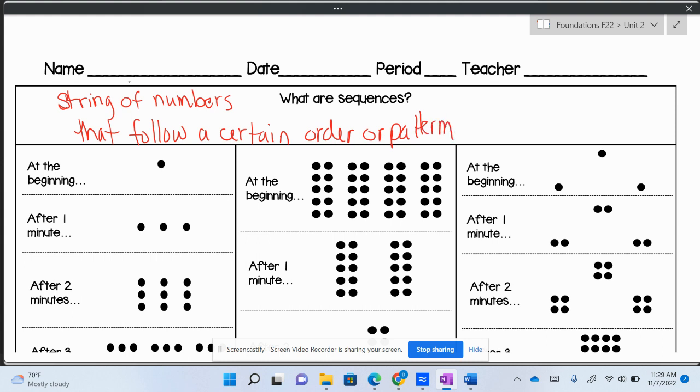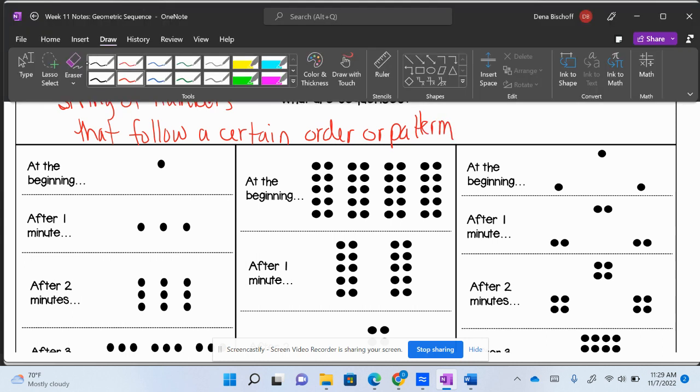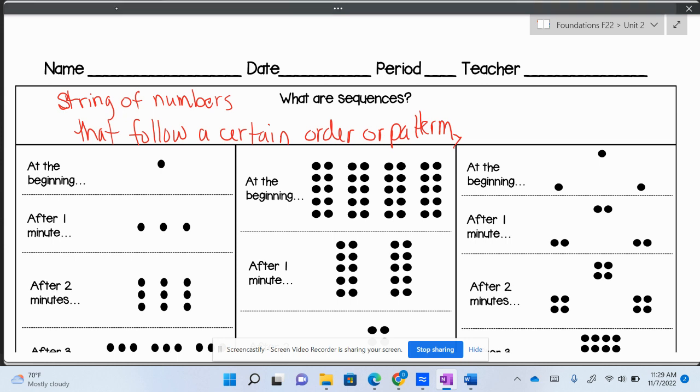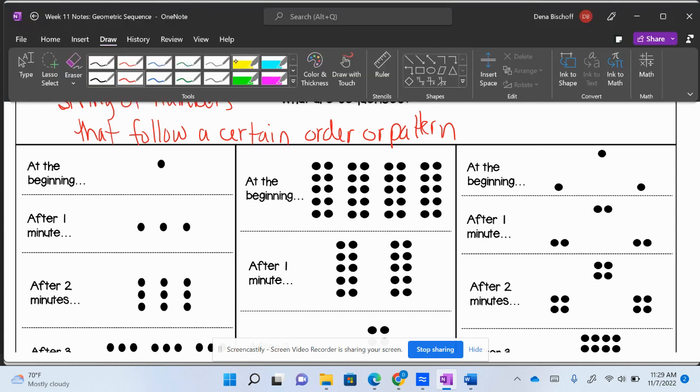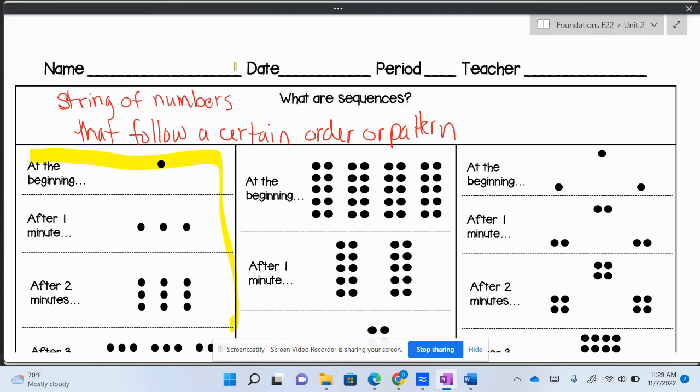Typically, we don't need a calculator to figure out what that pattern is. We've been pretty lucky. We can just add two, add two, add two. We can recognize the pattern. But sometimes it's not easy to recognize the pattern or to find the common difference, or in today's case, the common ratio. So I want you guys to focus your attention on this section right here.